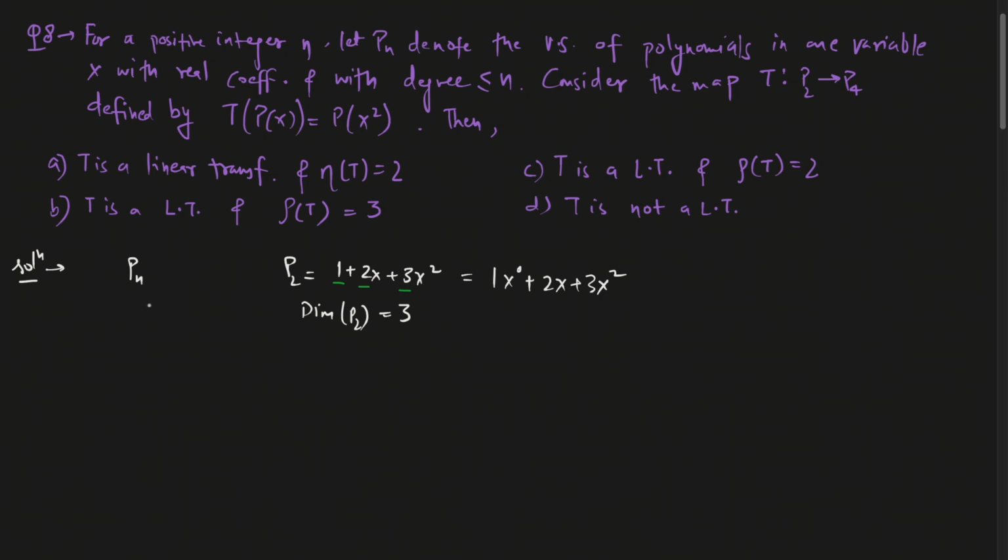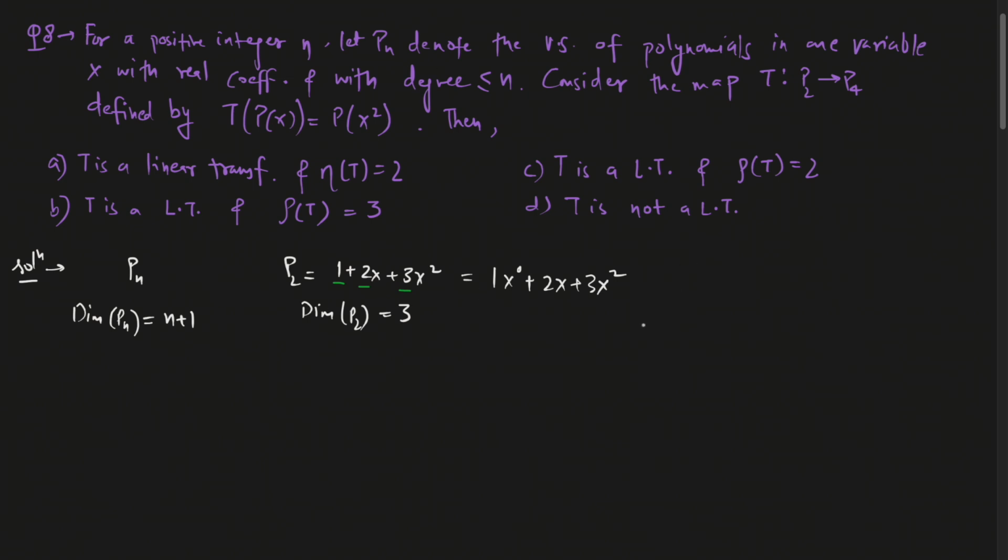So similarly the dimension of Pn is n plus 1. Basically for any n degree polynomial the dimension is n plus 1, because there are a maximum of n plus 1 terms possible. So I think it is clear what Pn is.